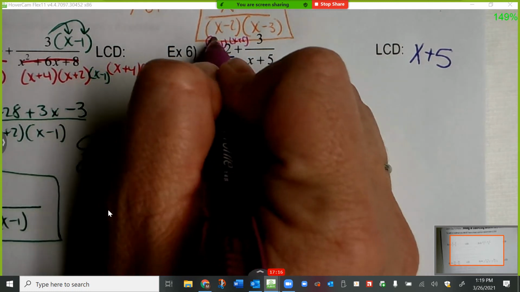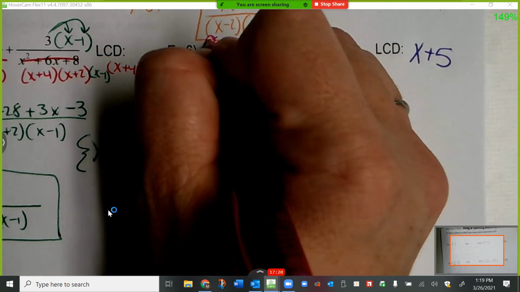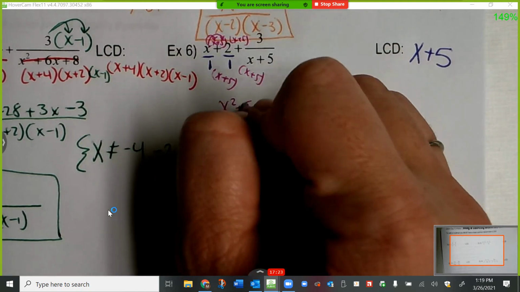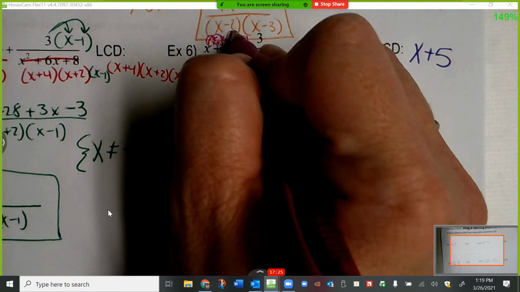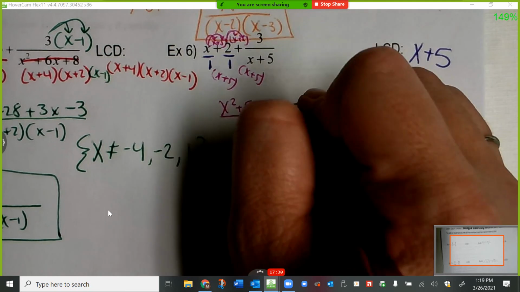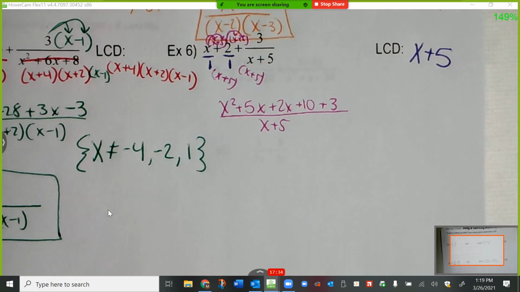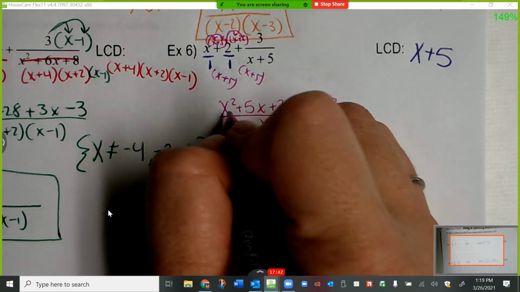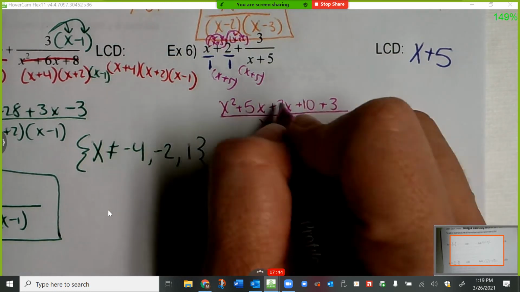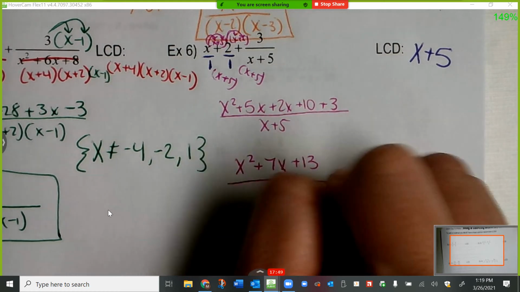What's x times x? What's x times 5? Positive 5x. 2 times x? 2 times 5? And then I'm just going to bring over that plus 3 that we didn't have to change. And now we're going to combine like terms. So I have x squared with no like term. 5x plus 2x is 7x. 10 plus 3 is 13 over x plus 5.